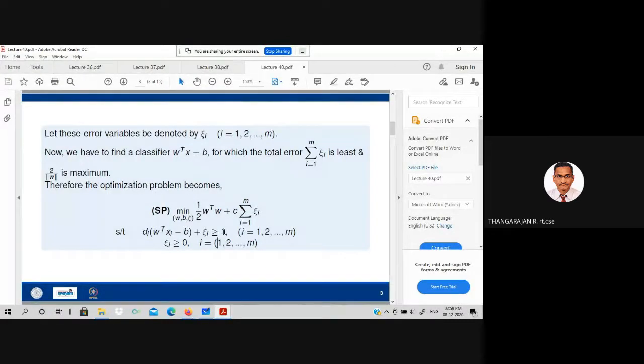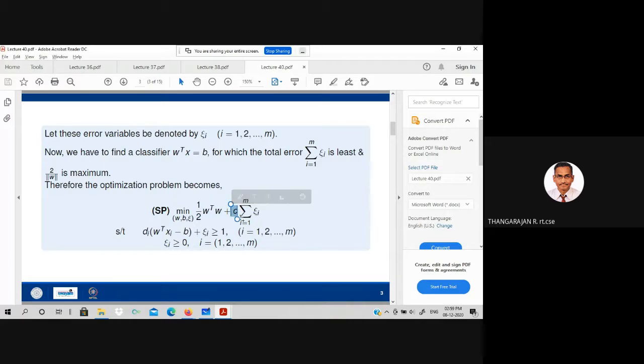Now, what is the purpose of C? That's what you ask. Tell me, if C is large, what will happen? The problem is a minimizing problem. You want to minimize the entire expression. But if C is large, that means you are focusing much on the errors. If C is small, then you are focusing much on the margin. That's what C controls.